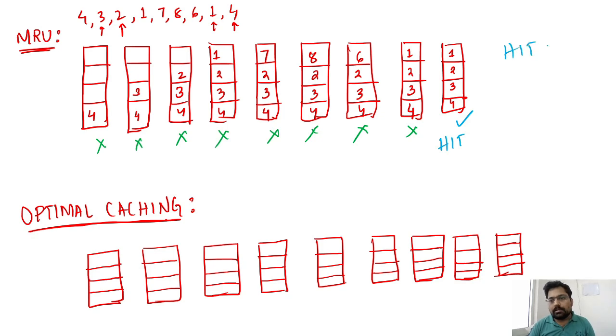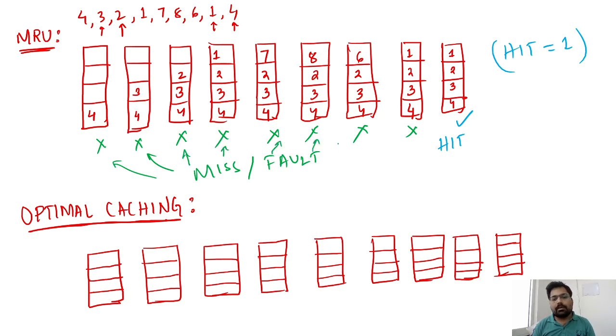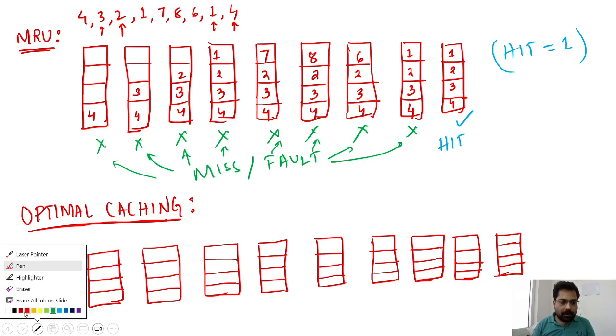So hit is 1 in this case, and these are considered as misses or faults. So these are the misses or faults that we found using the page replacement techniques. Next is optimal caching, so how will it work?